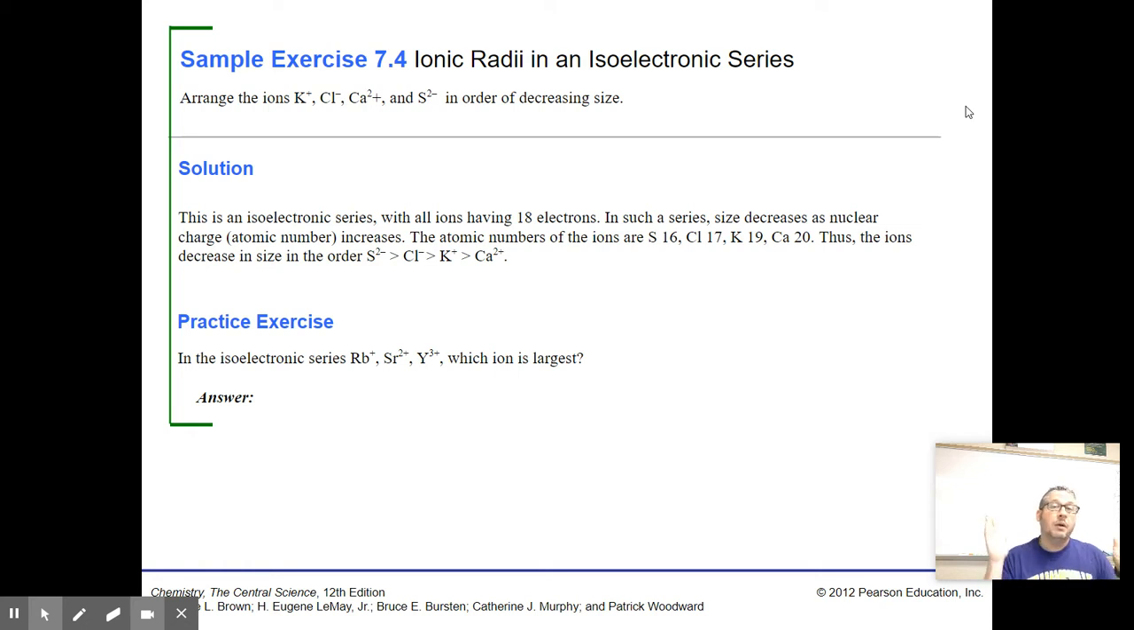So first we have to identify if the grouping of ions is an isoelectronic series. That means making sure, counting how many electrons they all have. If they do, then we can use the idea of ionic size by simply looking at the atomic number. Let's look at the practice exercise here. In the isoelectronic series, we have rubidium, strontium, and yttrium. So we have Rb plus, Sr2 plus, and Y3 plus. And we are asked to determine which ion is the largest.